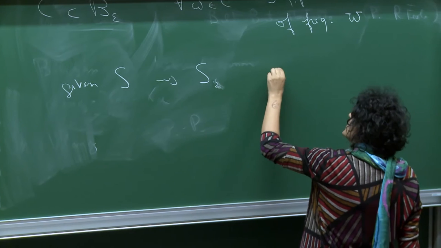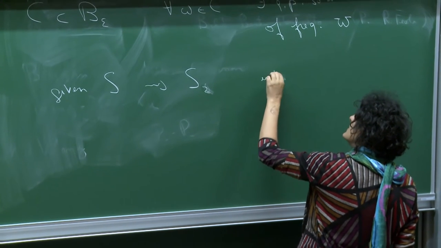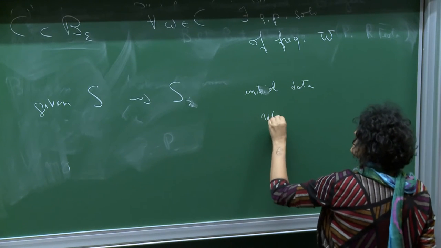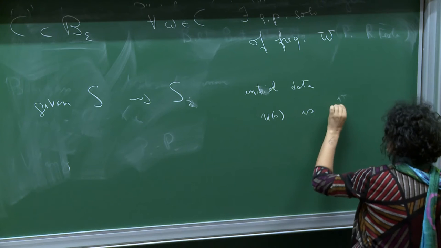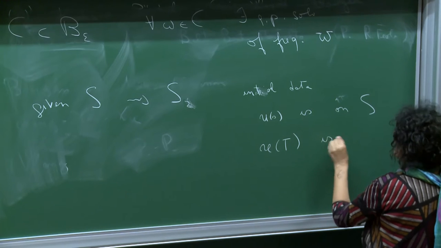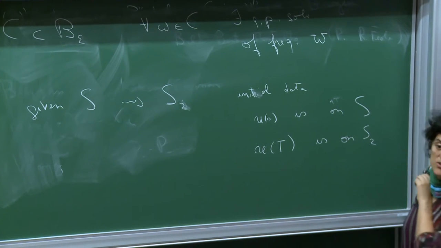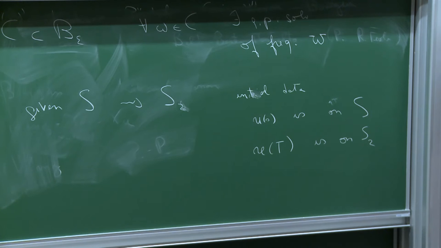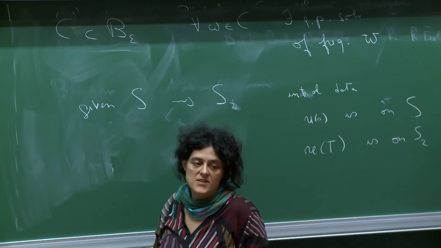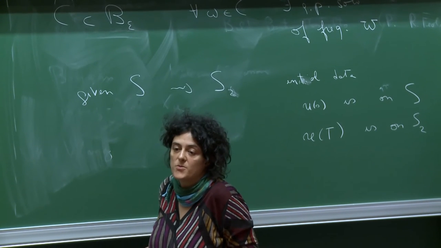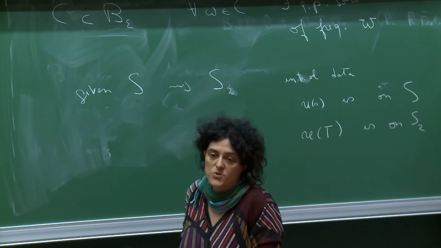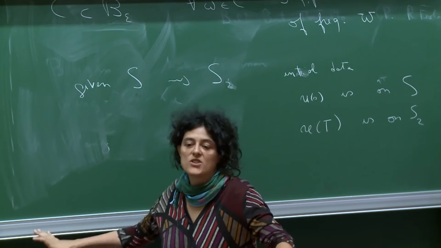And I can construct initial data such that u0 is on S, and at some large time t, u(t) is on this set S2. Okay, this is a rather simple thing to do. You have a set like this, you prove that you have on this set an unstable periodic solution, and you prove that from this unstable periodic solution, you can construct initial data close to it, which drift.